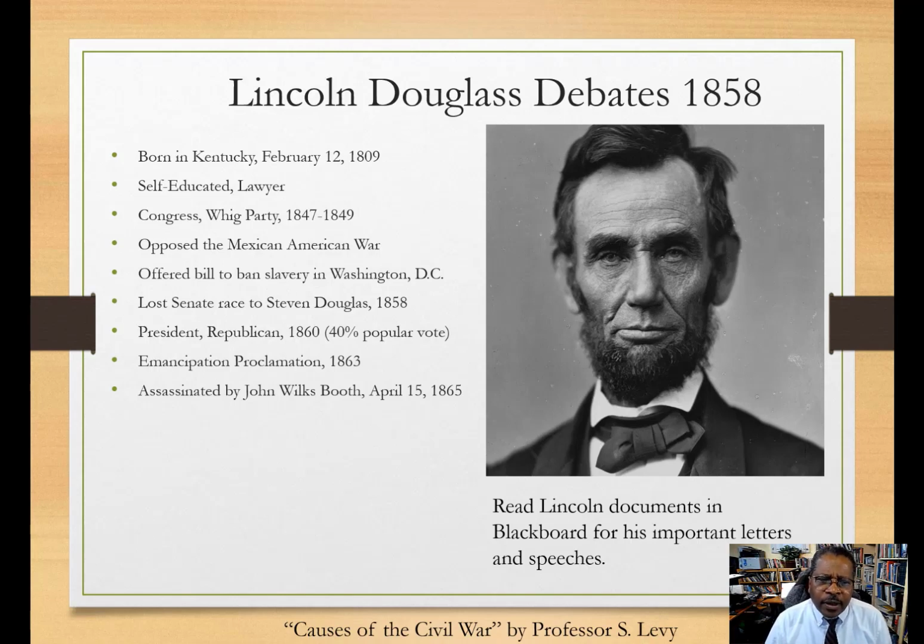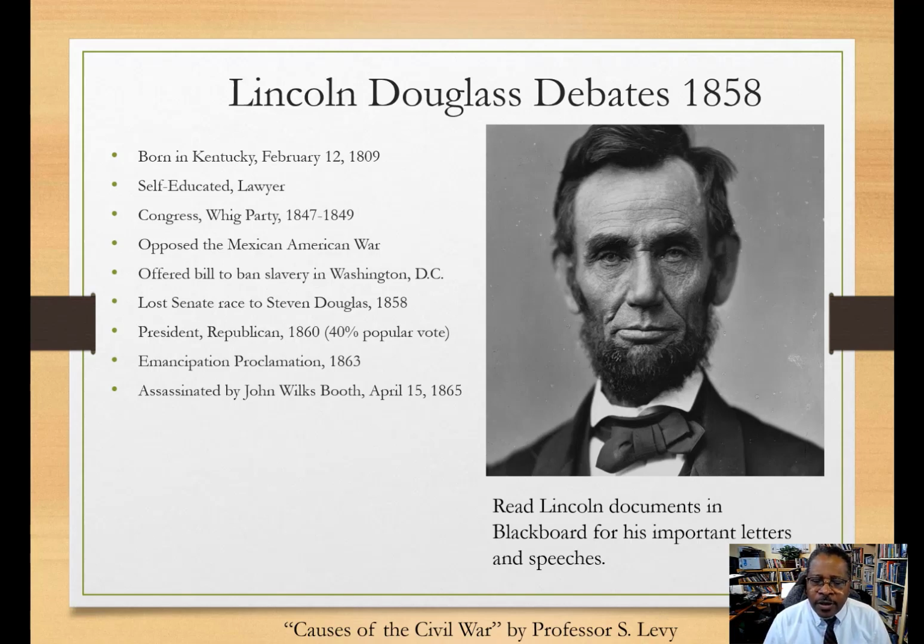As I mentioned, he served in Congress. He opposed the Mexican-American War. When he was in Congress, he offered a bill to abolish slavery in the District of Columbia, that is in Washington, D.C., because Congress does have control over the District of Columbia. He knew the bill would never pass to end slavery nationally, but he thought Congress could do it in Washington, D.C., and he introduced that bill. It didn't pass, but he had gone on record as opposing slavery early on in his career.